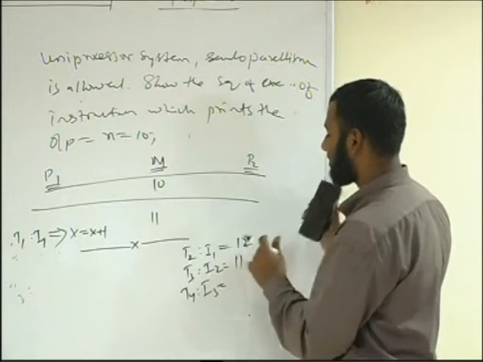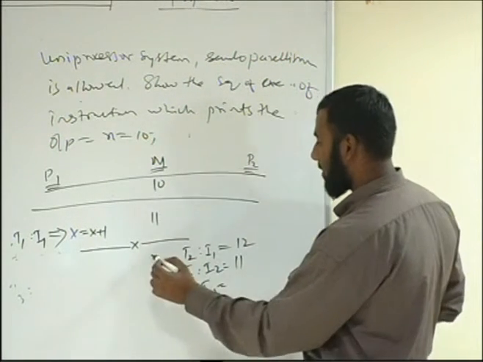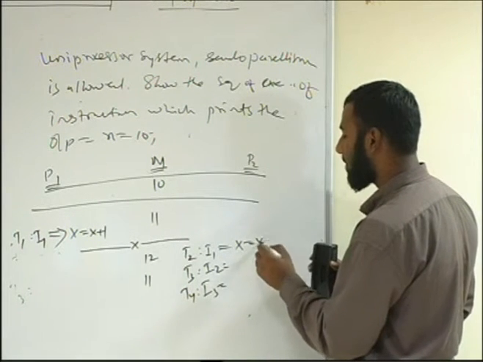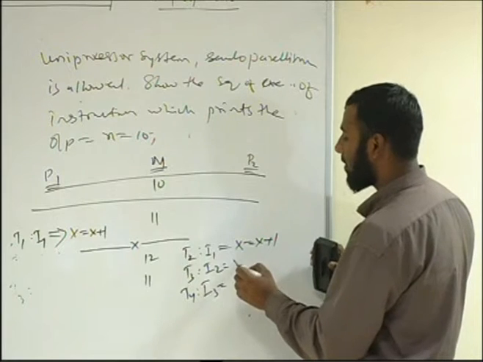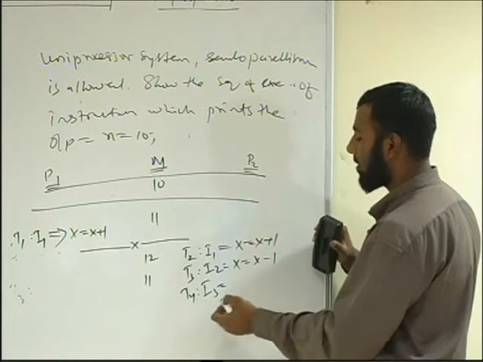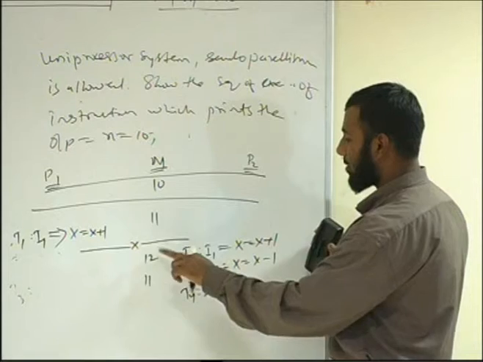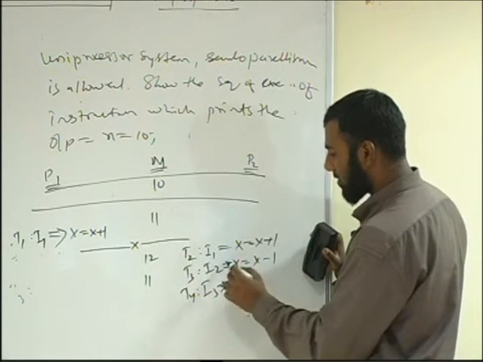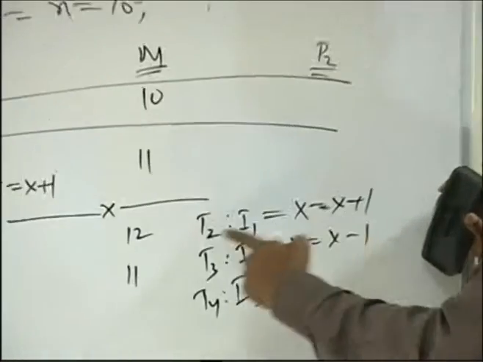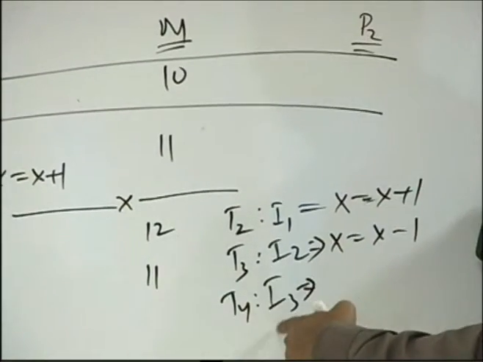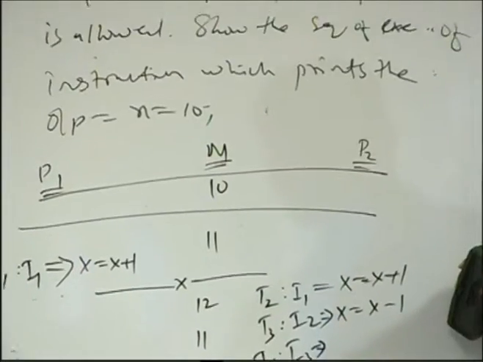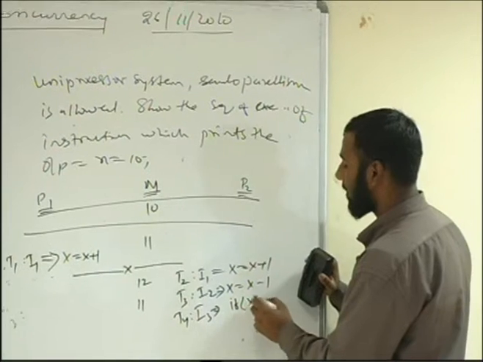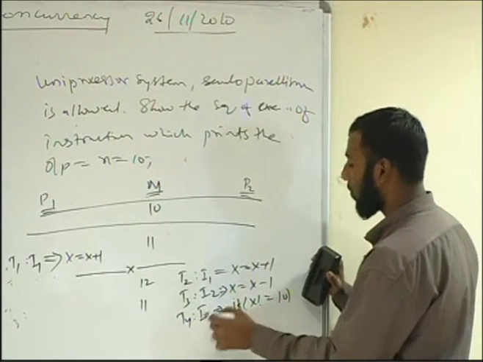I am sorry, here it has to be 12, it has to be 11. Here what am I doing? x is equal to x plus 1, and here we are doing x is equal to x minus 1. Because it is shared, they see the values here. When instruction I3 is executed, it checks the condition, if x is not equal to 10. Now this is true.